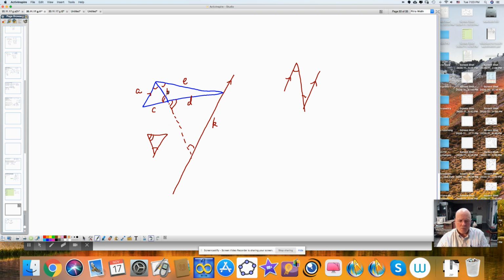Here we have the side between the two ticks is B. The far side is A. And between this one is C. Now I notice that A is to C as K is to D.